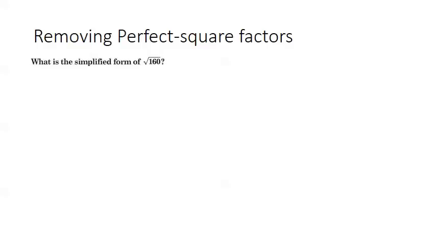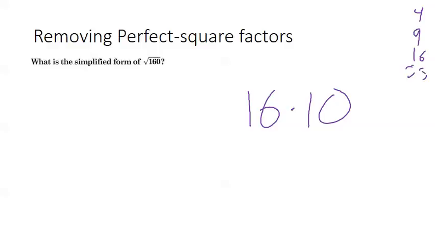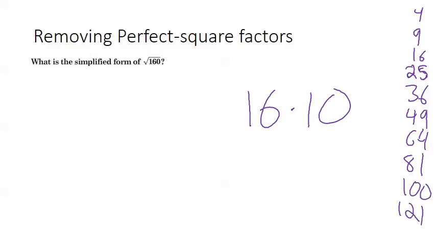So if you look at 160, it is 16 times 10, right? Now, which one of these is a perfect square? 16. There are many perfect squares. You've got 4, 9, 16, 25, 36, 49, 64, 81, 100, 121, etc.